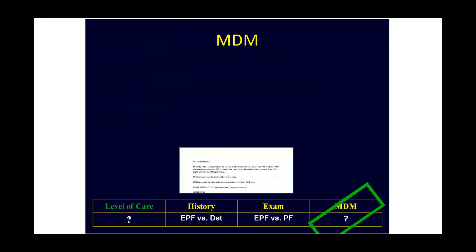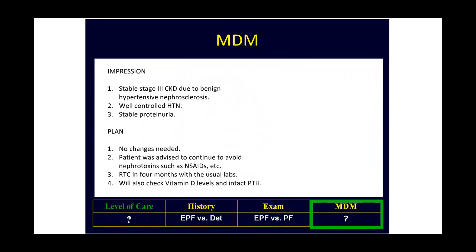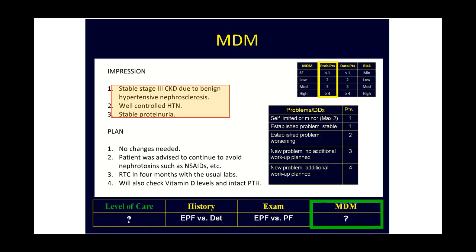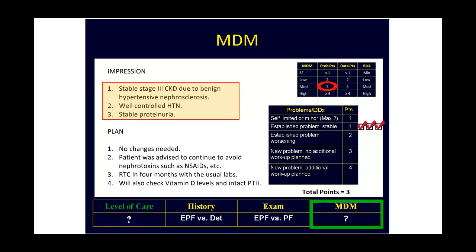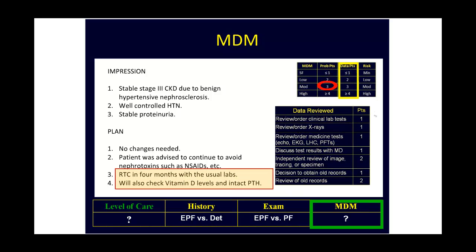To quantify the medical decision-making, we need to look at the assessment and plan and use the medical decision-making point system. Starting with the problem points, we get 1 point each for the 3 established and stable problems of CKD, hypertension, and proteinuria. This adds up to a total of 3 problem points. The next step is to check the data points. Looking at the data points, we only get 1 point for ordering and/or reviewing labs.